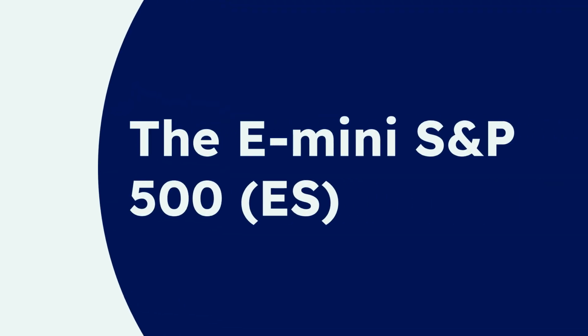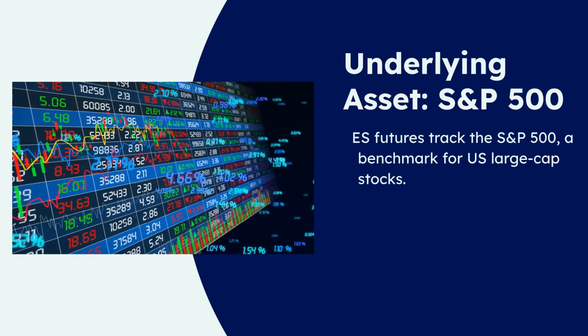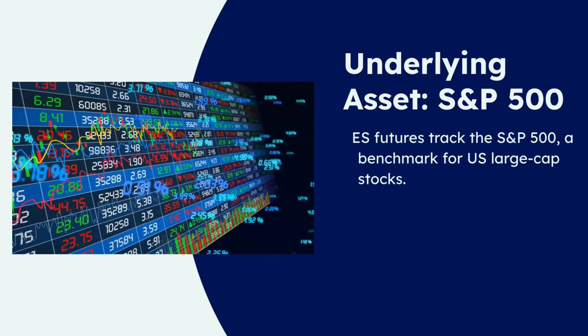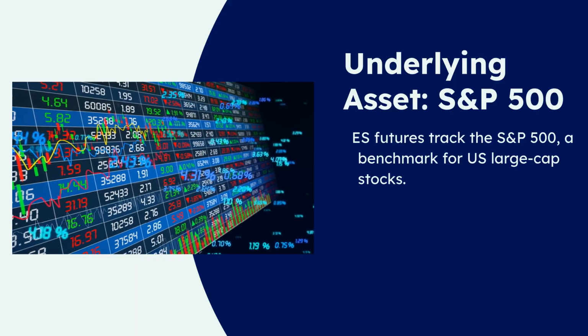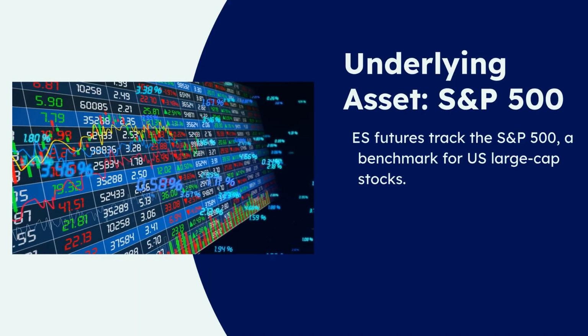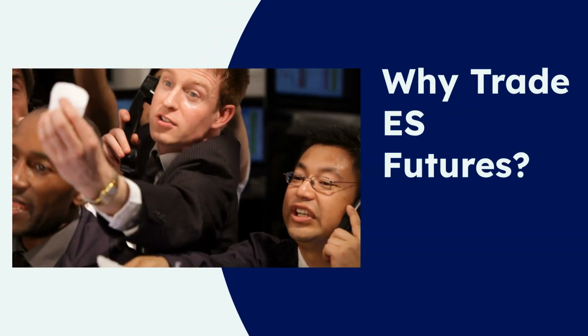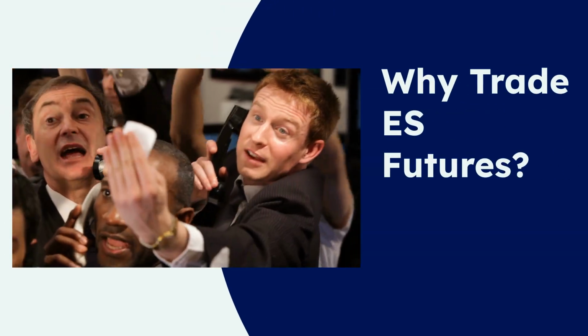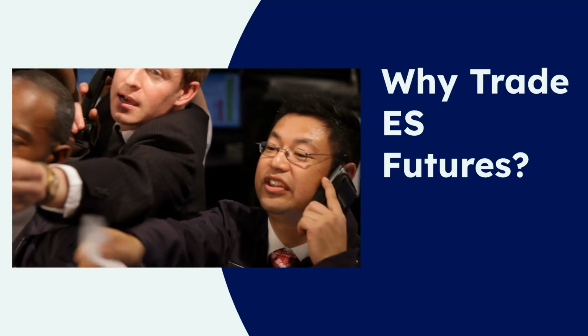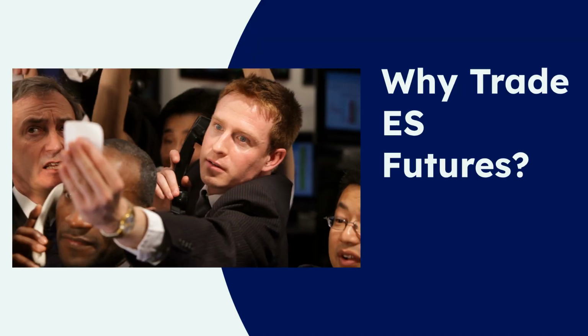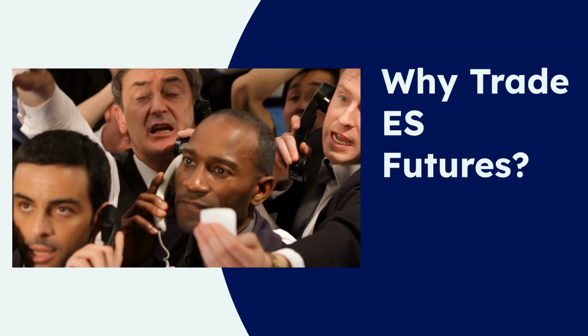Now, let's focus on the E-mini S&P 500 Futures, commonly known by its ticker symbol, ES. This is one of the most traded futures contracts globally. The S&P 500 index acts as the underlying asset for the ES futures contract. This index reflects the performance of 500 leading publicly traded companies in the U.S. Traders use ES futures for two main reasons: hedging, to protect against market moves, and speculation, to profit from anticipated price changes in the S&P 500.